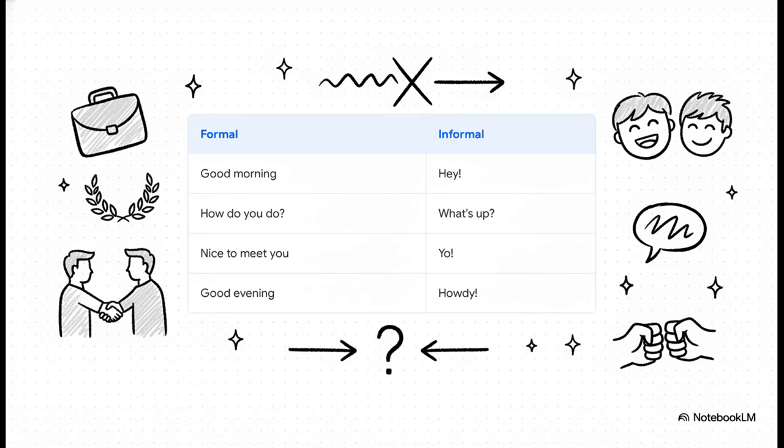But in an informal setting, say with friends or family, you can totally relax. A simple hey, what's up, or yo is perfect. Just don't mix them up. Saying yo to your brand new boss is a classic beginner mistake you definitely want to avoid.